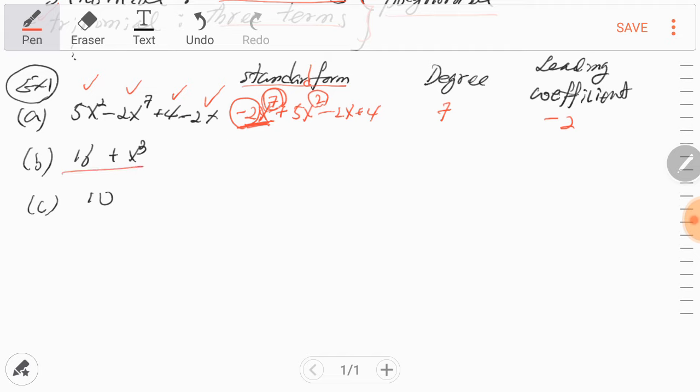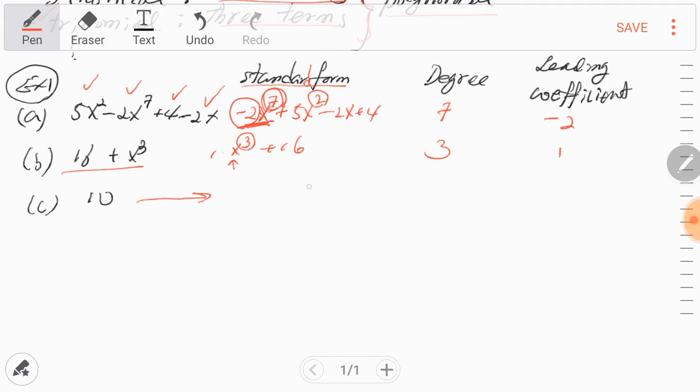Okay, the next. Write this in standard form. So write the term which has the largest exponent first, and then the rest. The power is 3, the exponent is 3, so the degree is 3. And the leading coefficient is the coefficient of x cubed, which is 1. So this is equal to 1 times x cubed. So 1 is the leading coefficient.